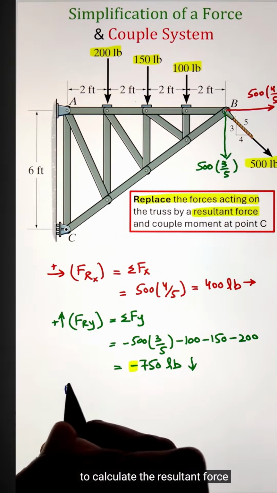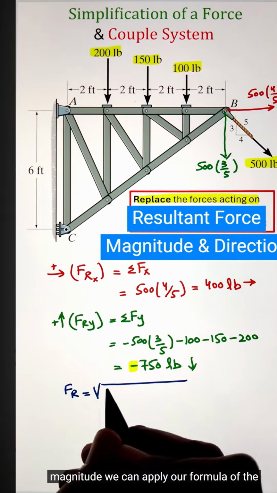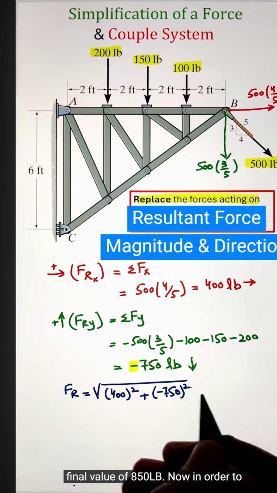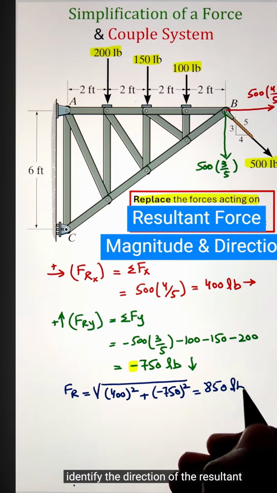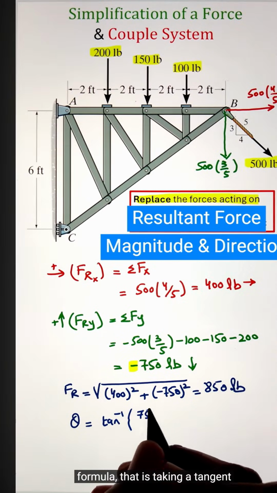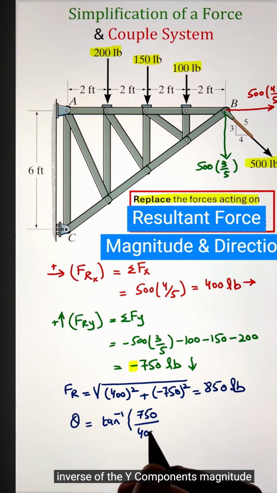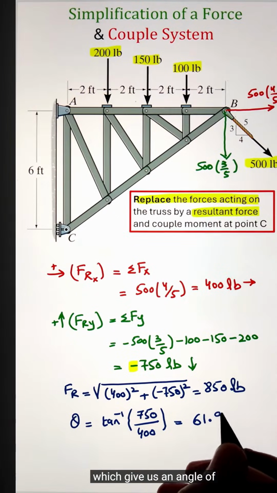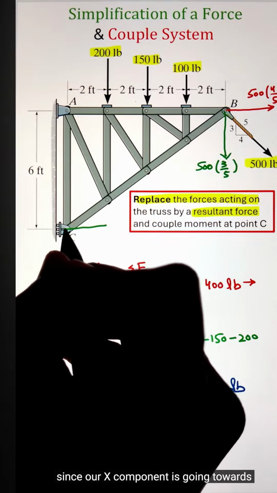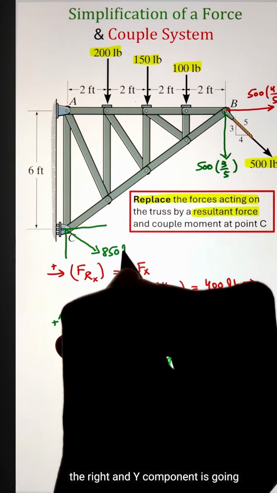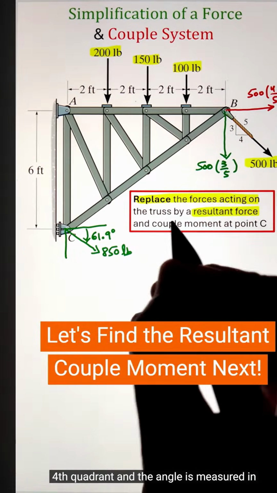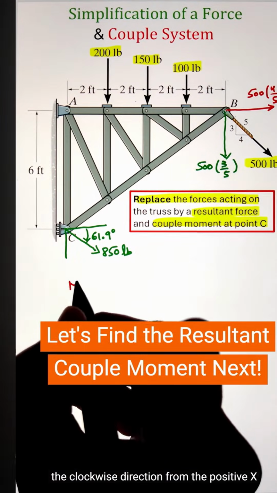Now to calculate the resultant force magnitude, we can apply our formula of the square root of x component square plus y component square. This gives us the final value of 850 pound. Now in order to identify the direction of the resultant force, we can use the tan inverse formula, that is taking a tangent inverse of the y component's magnitude divided by the x component magnitude, which gives us an angle of 61.9. Now to represent it at point C, since our x component is going towards the right and the y component is going downward, it makes our force in the fourth quadrant, and the angle is measured in the clockwise direction from the positive x-axis.